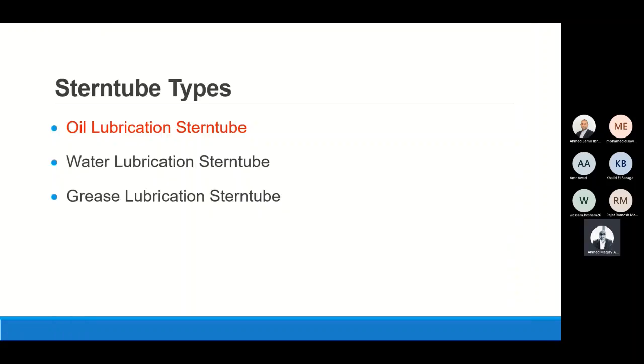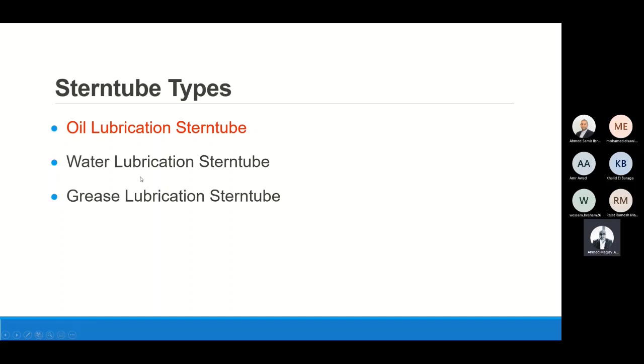Now, going to the types of stern tubes, you have the oil lubrication stern tube, the water lubrication stern tube, and the grease lubrication stern tube. The oil lubrication, as the name mentions, or as we referred to in the first slides, has double seals, the seal from the aft side and the seal from the forward side, and the stern tube is filled with oil. This will be the main subject which we are going to discuss, because this is the most common type of stern tube system.